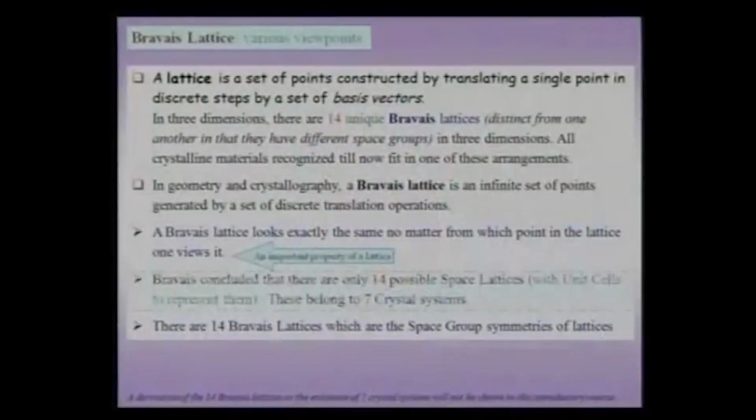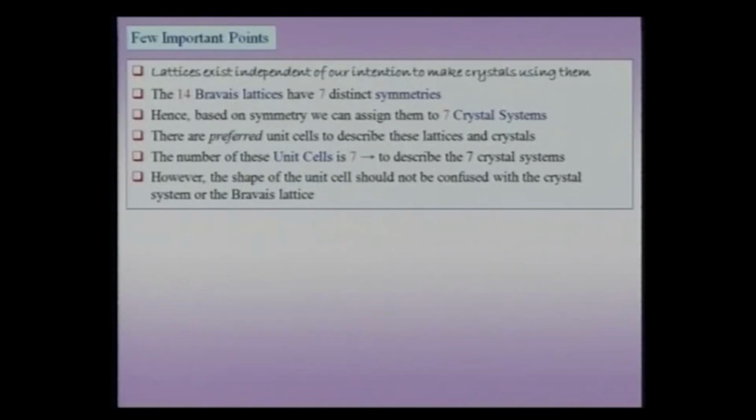So we are not showing the derivation of these 14 Bravais lattices, or proving the existence of 7 crystal systems in this elementary course, but it is worthwhile to note these important numbers which will form the basis for quite a bit of the treatments we will be dealing with in this course. Once again, I have highlighted the important property of lattices and also the existence of 7 crystal systems and the 14 Bravais lattices. Further, let us consider a few more important points before we actually take the 3-dimensional lattices one by one.